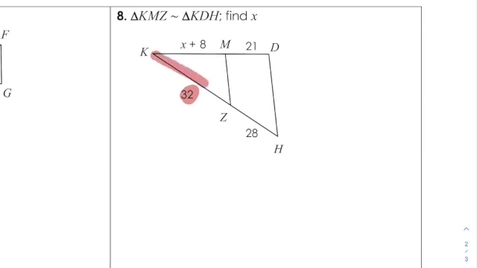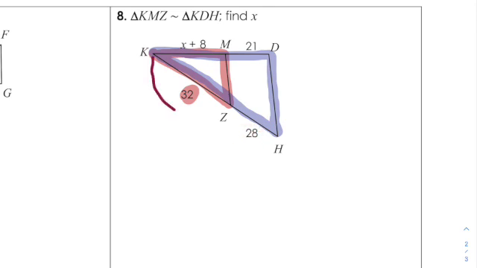So, look at this. This is the small triangle, and then this one is the big one. It doesn't give you what this long line is, but it tells you that this long line is 32 plus 28, and of course, 32 plus 28 is 60. It also doesn't give you what this one is, but it tells you it's x plus 8 plus 21.